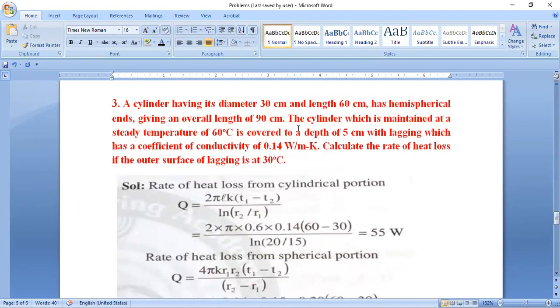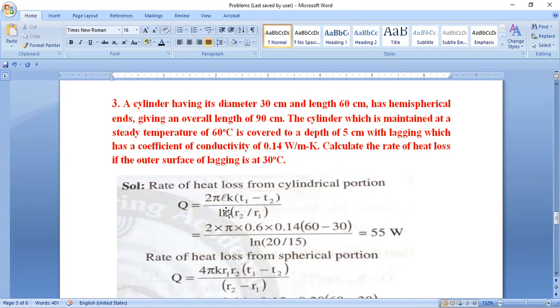A cylinder having its diameter 30 centimeter and length 60 centimeter has hemispherical ends, giving an overall length 90 centimeter. The cylinder, which is maintained at a steady temperature of 60 degrees Celsius, is covered to a depth of 5 centimeter with lagging which has coefficient of conductivity 0.14 watt per meter Kelvin. Calculate the rate of heat loss if the outer surface of lagging is at 30 degrees Celsius.